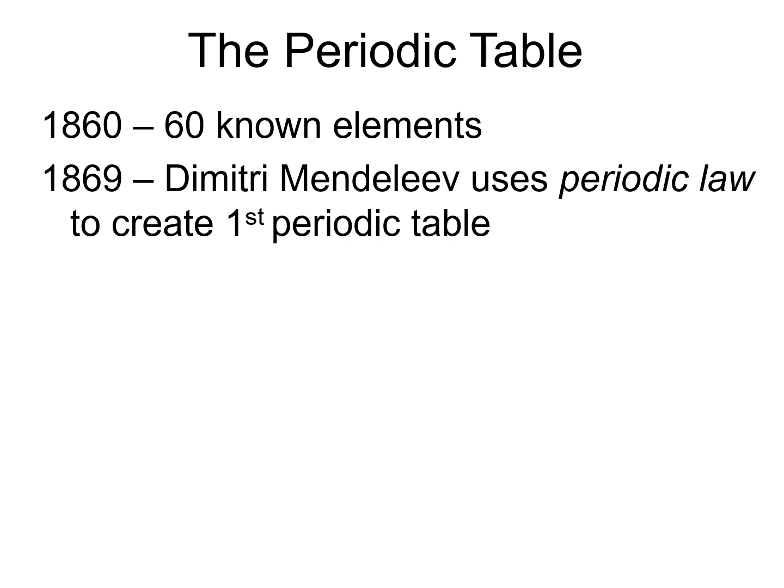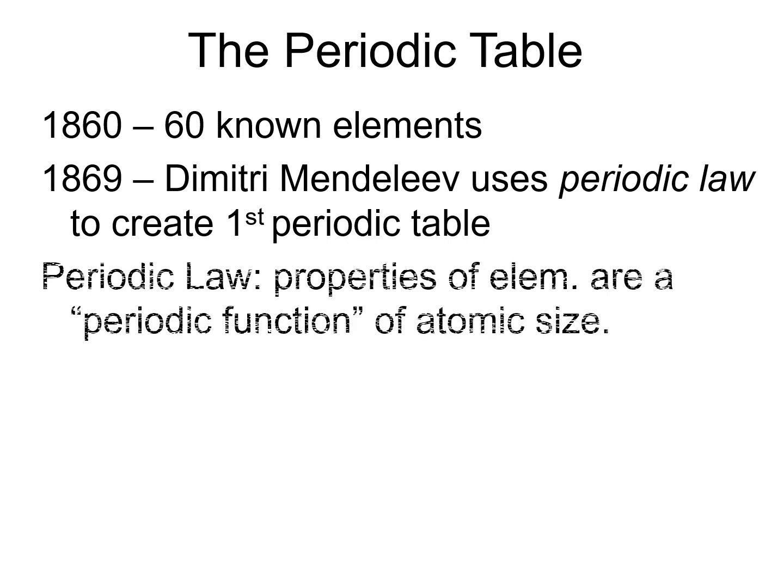He was playing, legend has it, solitaire, had the cards with the elements' properties laid out, and it kind of struck him that if you put the elements in order of their masses, you see these periodically recurring traits. And so he uses this thing that we call the periodic law to create the first periodic table. And the periodic law simply says that properties of an element are a periodic function of atomic size.